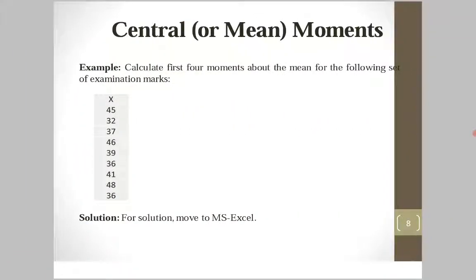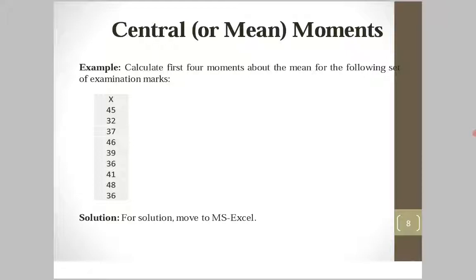So how to calculate central moments or mean moments? For example, calculate the first 4 moments about the mean for the following set of examination marks. Here x is equal to some 10 to 12 values, like 45, 32, 37, 46, 39, and so on.